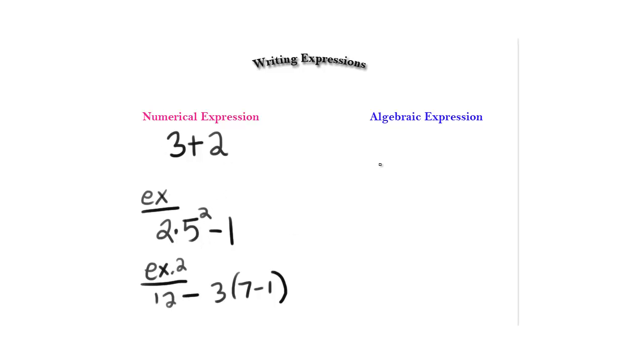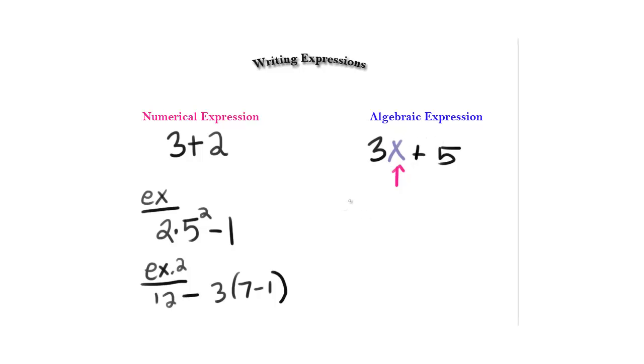Now let's take a look at algebraic expressions. Now these are mathematical phrases that have letters or variables. So for instance, you can have something like 3x plus 5, because you have the x, the symbol that stands for a changing number. So that makes it an algebraic expression. But it's still an expression.